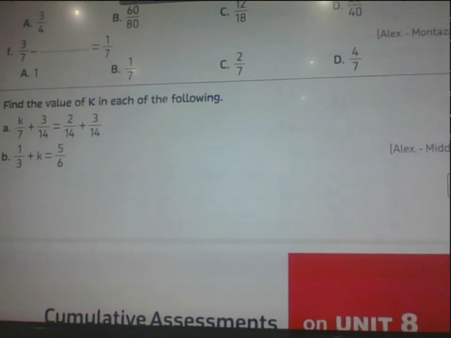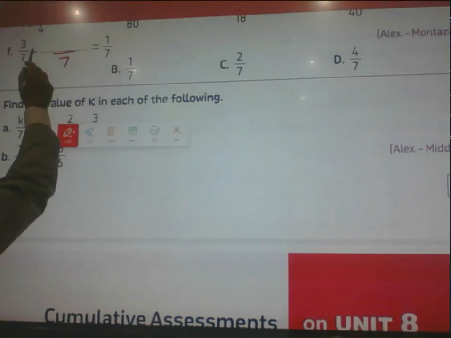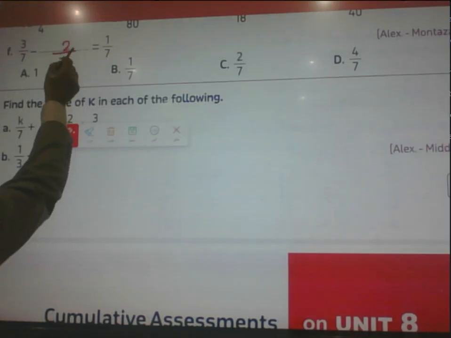Next question here, 3 over 7 subtract what equals 1 over 7? We have like denominators, and you can write 7 down here in the denominator, and 3 minus 1 equals 2. The result will be 2 over 7, letter C.